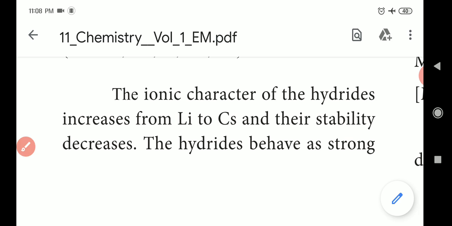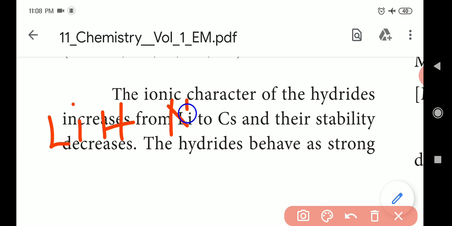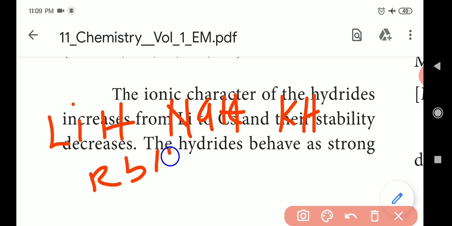Now compare lithium hydride, sodium hydride, potassium hydride, rubidium hydride, and then cesium hydride. We know that the size of the hydride ion is common for all these crystalline solids. Lithium hydride, sodium hydride, potassium hydride, rubidium hydride, cesium hydride. These are all ionic hydrides. There is no doubt at all.